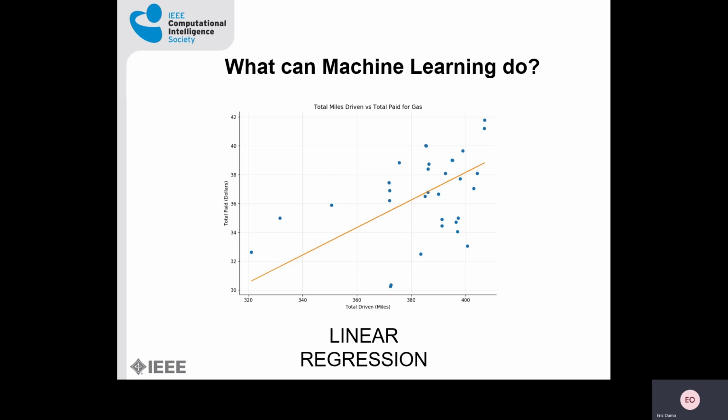Then we have linear regression. Linear regression falls under supervised learning, and maybe those of you who have done a probability and statistics course have interacted with this.